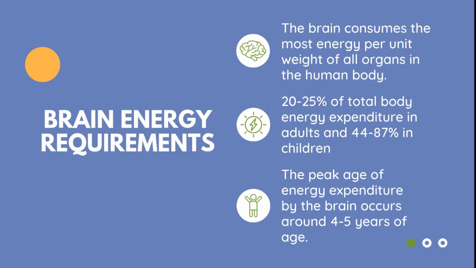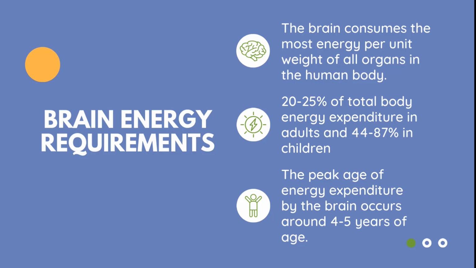And in adults, 20 to 25% of total energy expenditure is used by the brain. But in children, that's even higher, as much as 44 up to 87% in children. I have the citation for this on the next slide. So very high energy requirements for the brain in children. They need glucose in their diet in healthy forms, and they need adequate amounts of the B vitamins and magnesium and other cofactors in order to metabolize that energy.